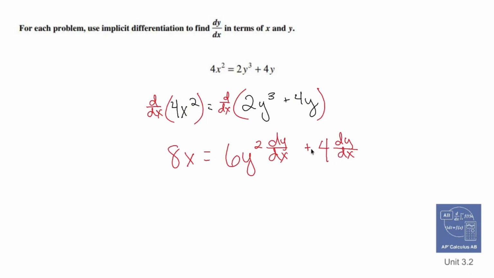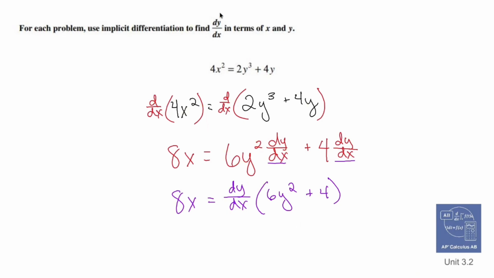Now, what I do next is I'm going to group all of the terms with dy/dx to one side. Happy news, that step is already done. So the next step, which would be like, I guess, step 3, is factor out dy/dx. So I still have 8x on the left, nothing changes. Factor out dy/dx, and when I factor out dy/dx, that leaves me with 6y squared plus 4.